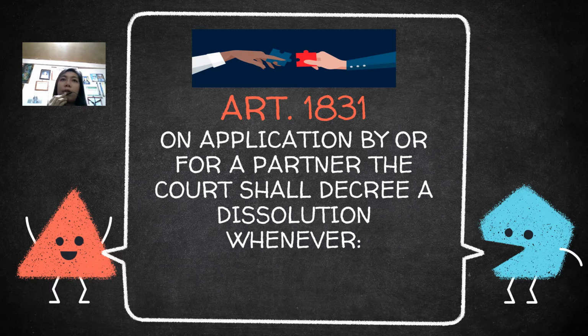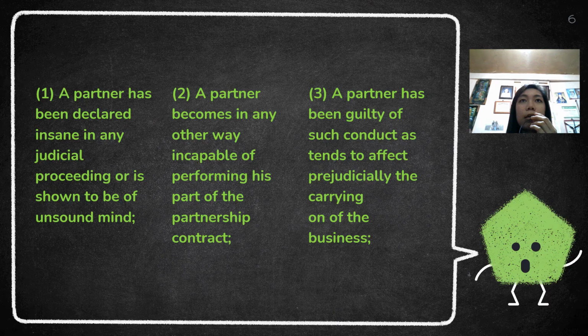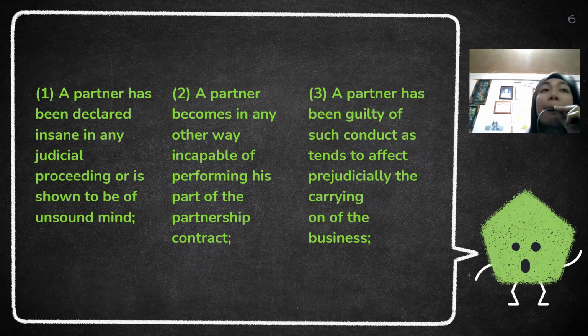Article 1831. On application by or for a partner, the court shall decree a dissolution whenever, first, a partner has been declared insane in any judicial proceeding or is shown to be of unsound mind. This only talks about the presumption in favor of sanity. That is why the insanity here must be duly proven in court. Take note that insanity will make a person incapacitated to enter into a contract like a contract of partnership. So, the mental capacity or ability of a person to enter a partnership.